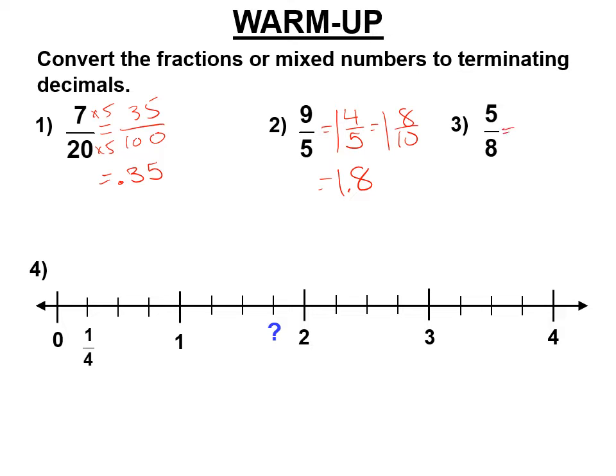5/8, that's the one that's going to be over 1,000. And what do you multiply 8 by? 125. So we have to do 5 times 125. And 125 times 5 is 625 thousandths here, so 0.625.